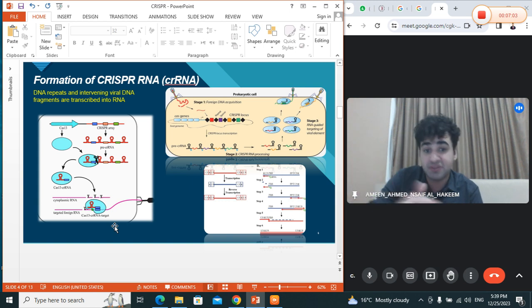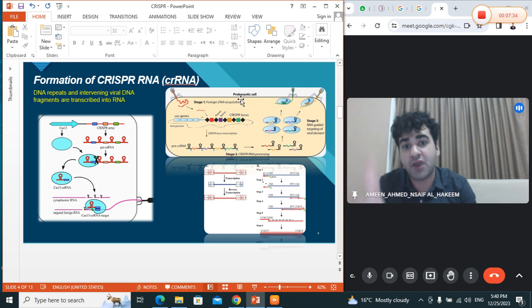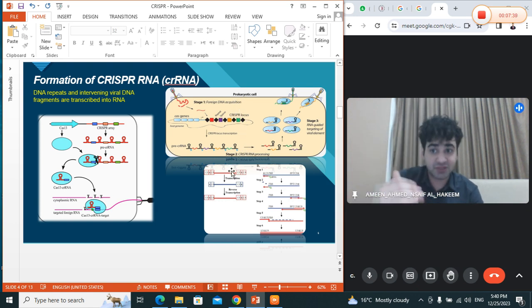In pre-crRNA formation, the transcript is initially a long precursor molecule containing both the repeats and the spacers, as we can see. The processing is done by enzymes within the cell, and processing the precursor molecule generates the crRNA units. Processing typically involves cleaving at specific sites to release the individual crRNA. Mature crRNA, in general, we can see in the prokaryotic cell as well.